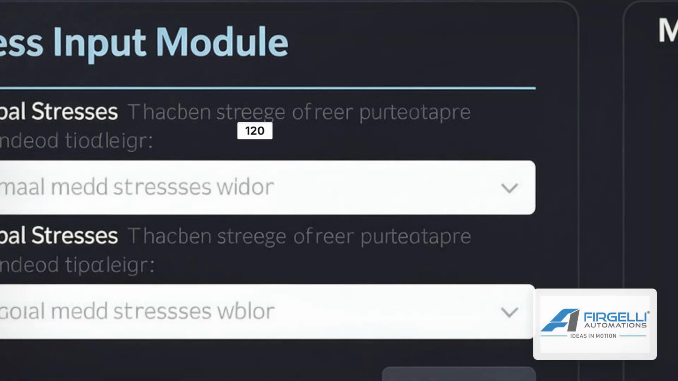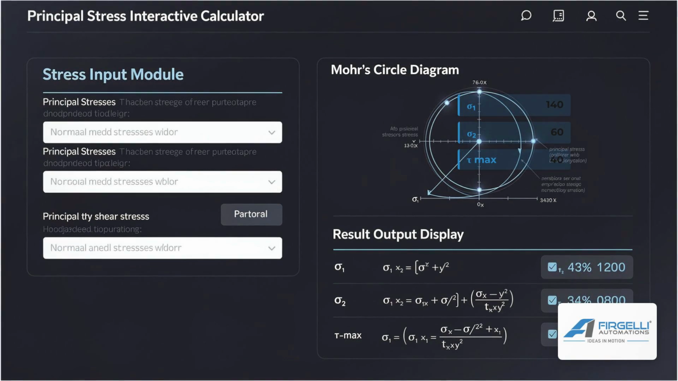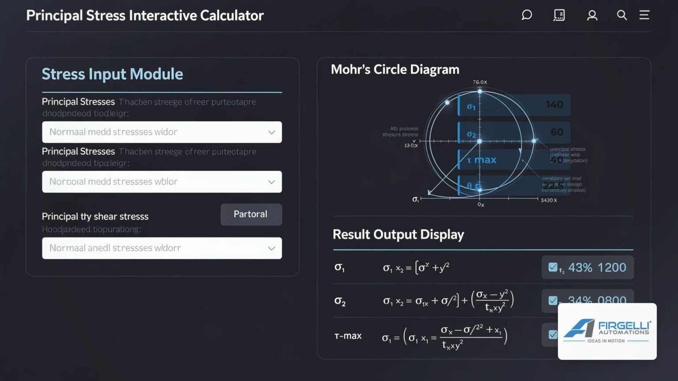Consider a pressure vessel wall element experiencing sigma x equals 120 MPa, sigma y equals 80 MPa, and tau xy equals 40 MPa. After entering these values and clicking Calculate, the results show maximum principal stress sigma 1 equals 140 MPa, minimum principal stress sigma 2 equals 60 MPa, maximum shear stress tau max equals 40 MPa, and principal angle theta p equals 22.5 degrees.